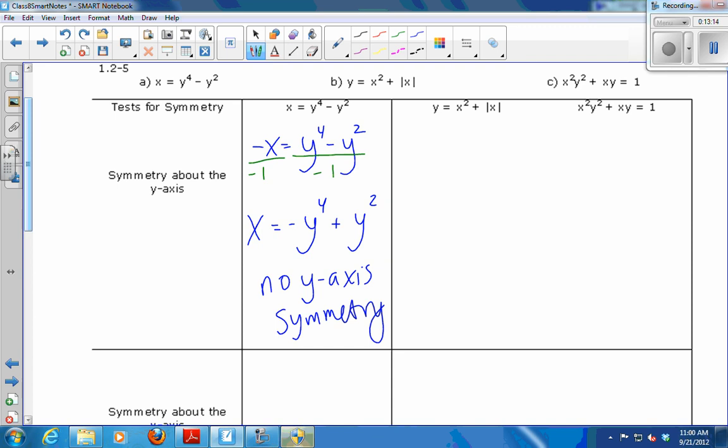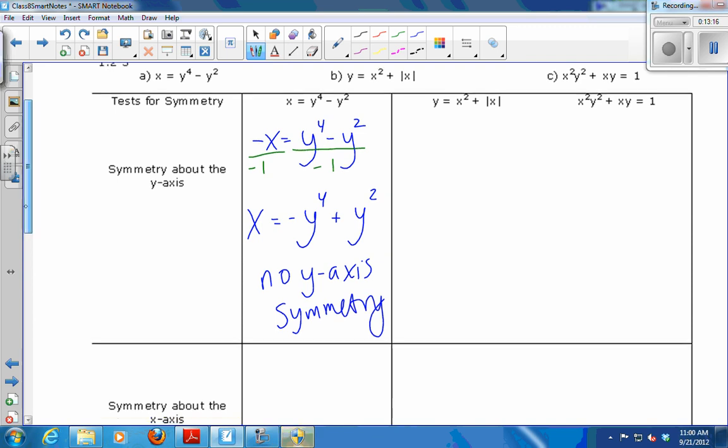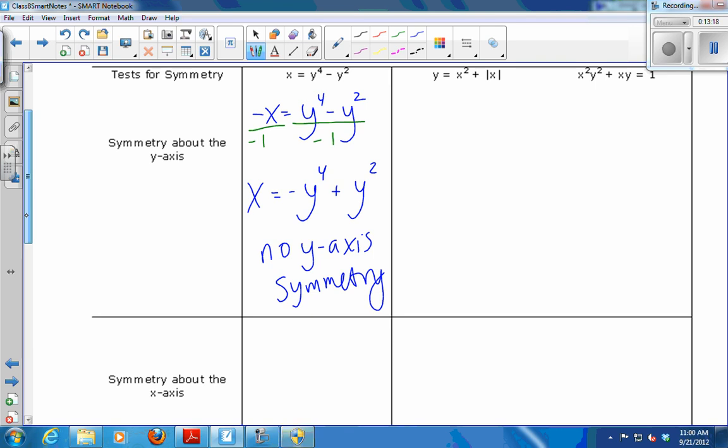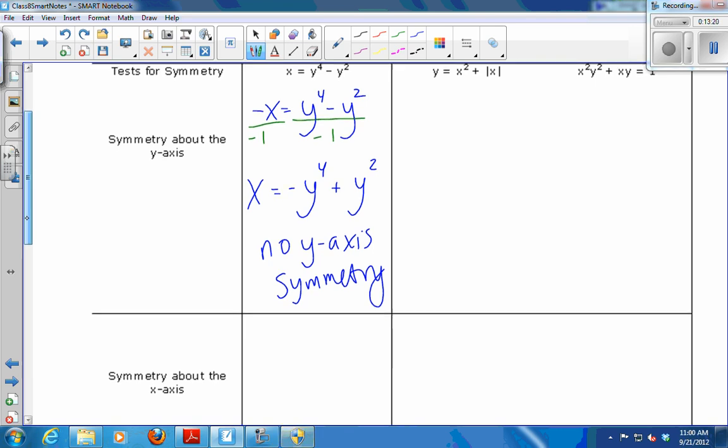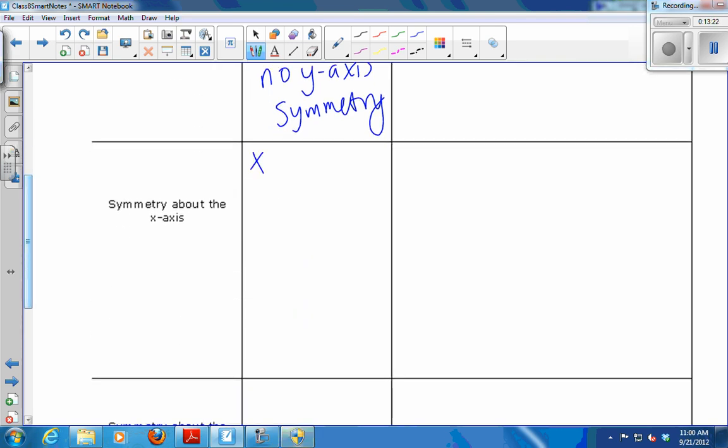All right, let's try x-axis symmetry. For x-axis symmetry, you replace y with negative y. So my original equation, x equals y to the 4th minus y squared. And I'm going to replace the y's with negative y's. So instead of raising y to the 4th, I'm going to do negative y to the 4th and negative y squared.